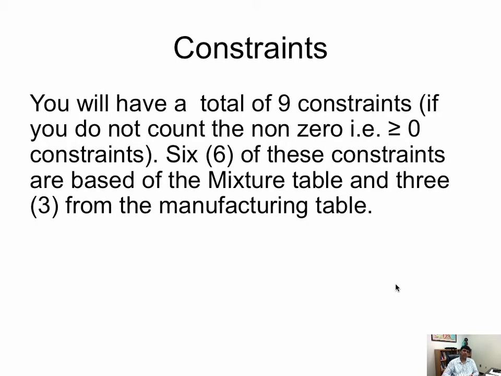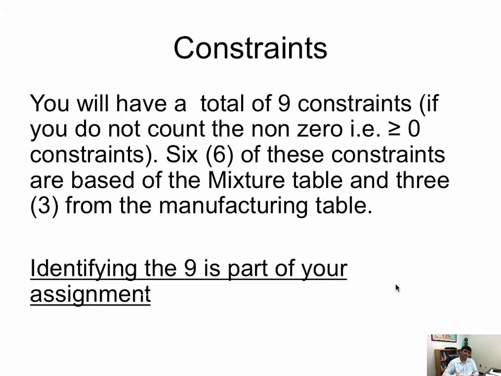Similarly, if we follow the same steps, we will have a total of 9 constraints. These 9 I am counting by not counting the non-negativity constraints. 6 of these constraints are based on the mixture table and 3 are from the manufacturing table. Identifying the 9 is part of your assignment for this week.